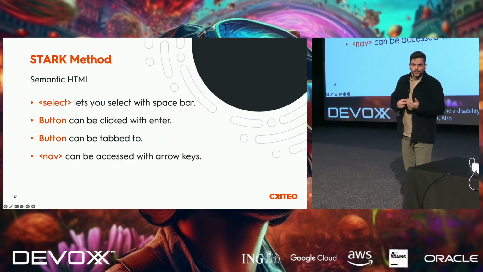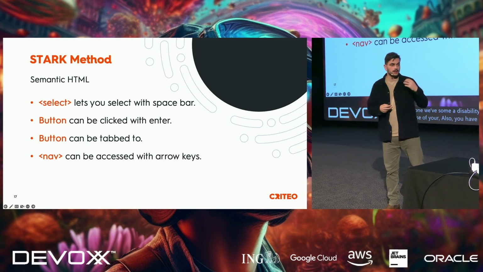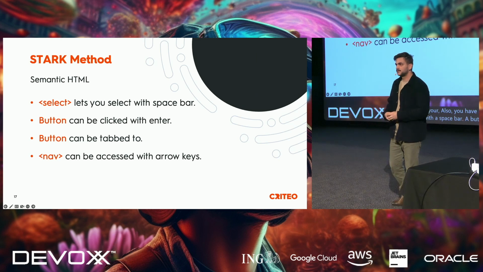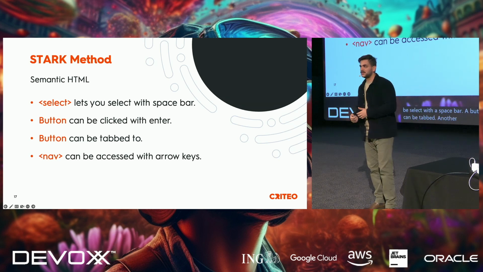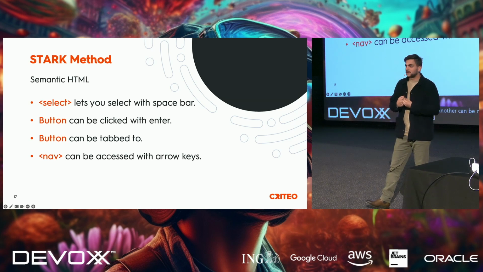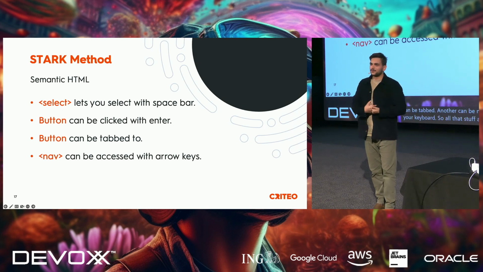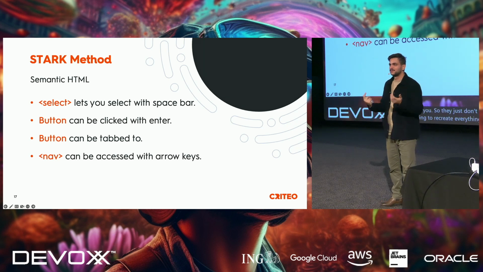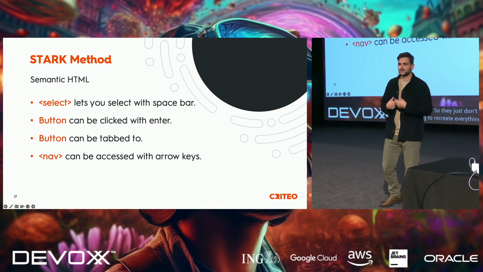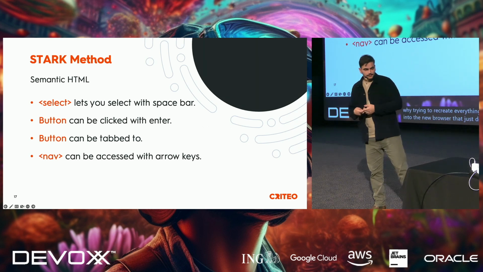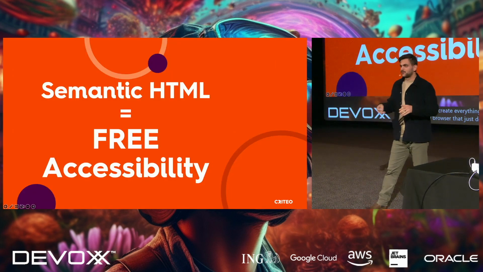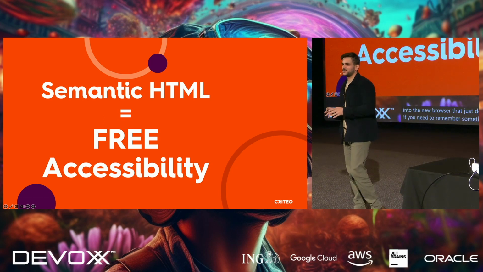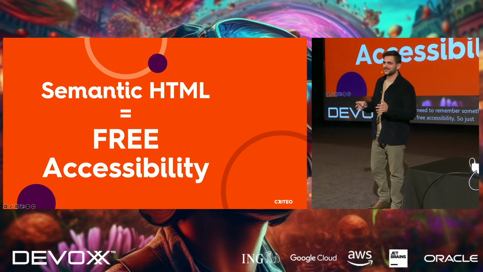Also, you get some free accessibility. A select can be operated with the spacebar, a button can be clicked with enter and can be tabbed to, and a navbar can be navigated with the arrow keys on your keyboard. All that stuff is already made and done for you, so you don't need to bother about it. Why try to recreate everything when you have built-in tools in your browser that do it perfectly well? So just to recap, if you need to remember something: semantic HTML equals free accessibility. Just use HTML tags and everything will be fine.